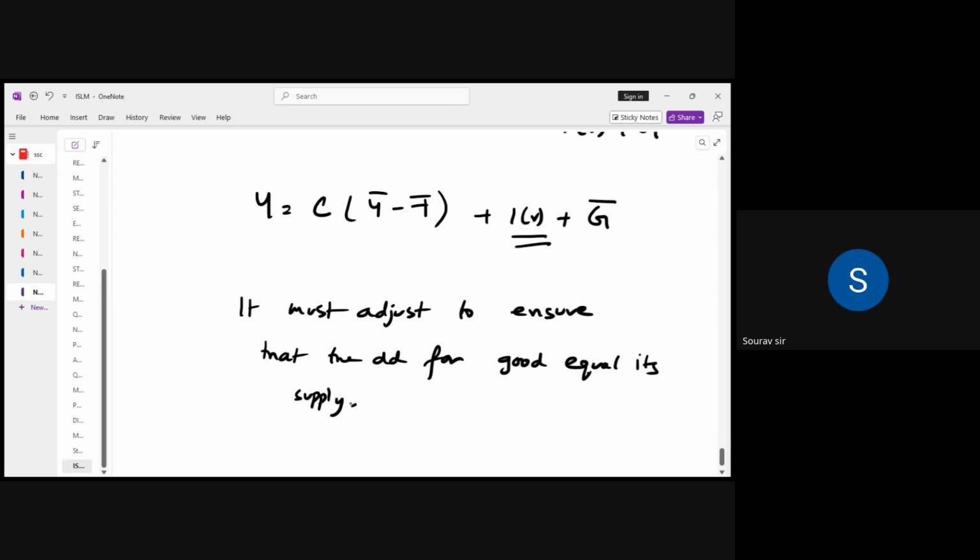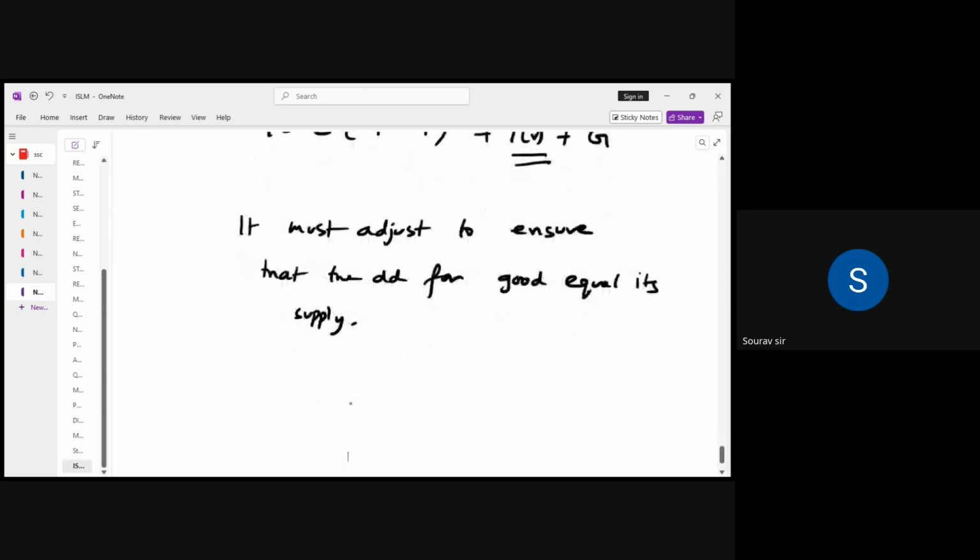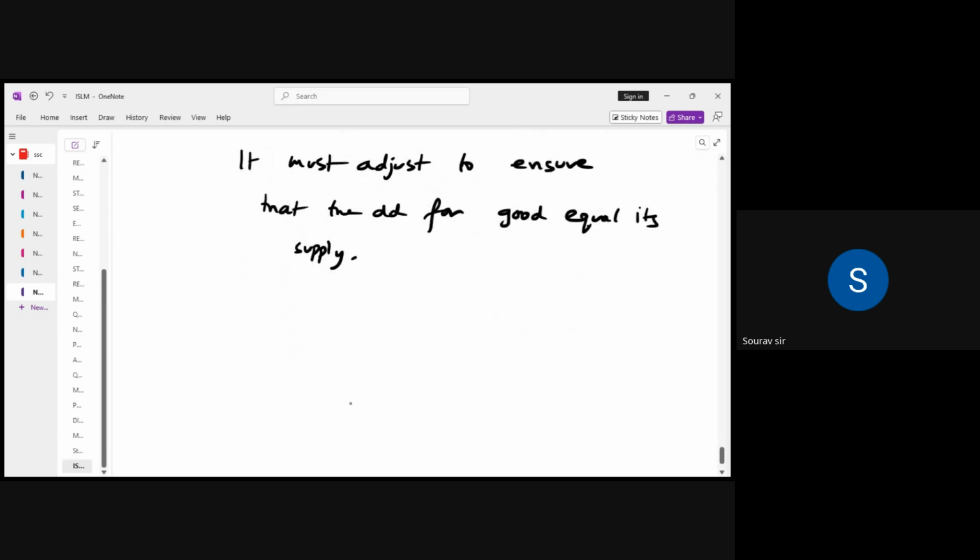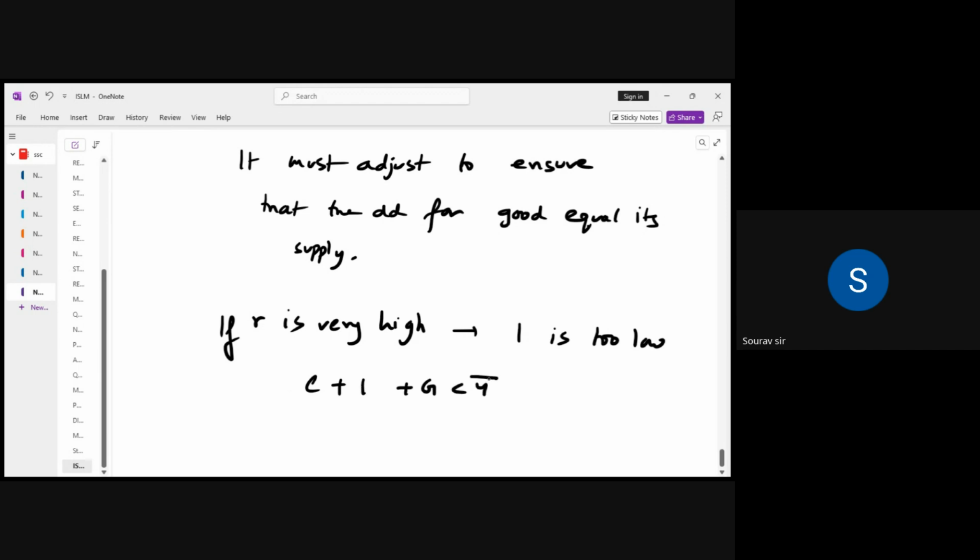So the higher R is, the lower the volume of investment and the lower the demand for goods and services. If R is very high, then I is too low, so the demand for output falls short of the supply. So C plus I plus G is less than Y bar. And the converse is also true.